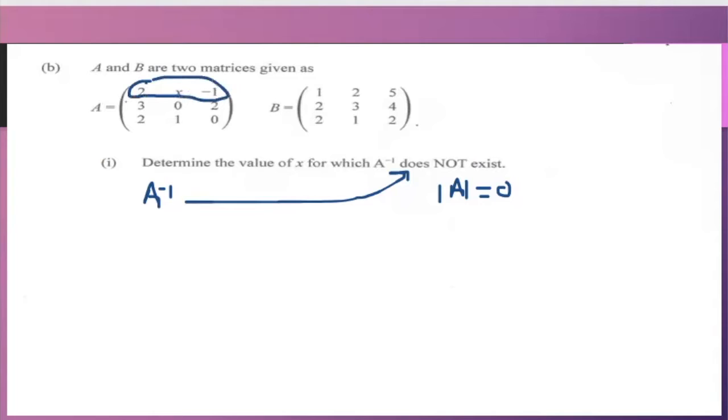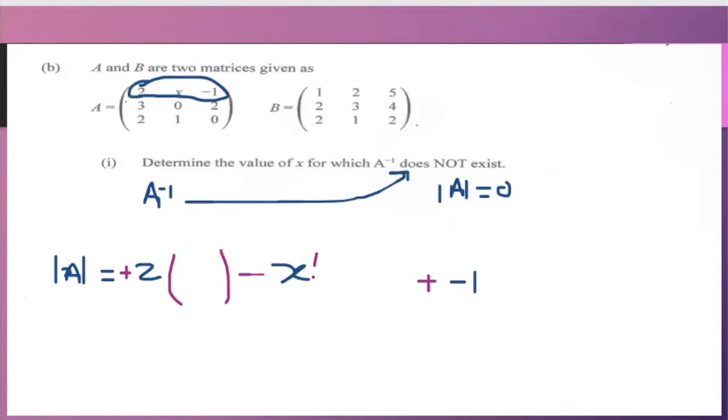So I'll take the first row. I go ahead and find the determinant of A. I take the first row, which is 2, x and -1. Remember, you could have used any row or any column, but I'm choosing the first row. Then I'll have the change of sign: plus, minus, and then plus.